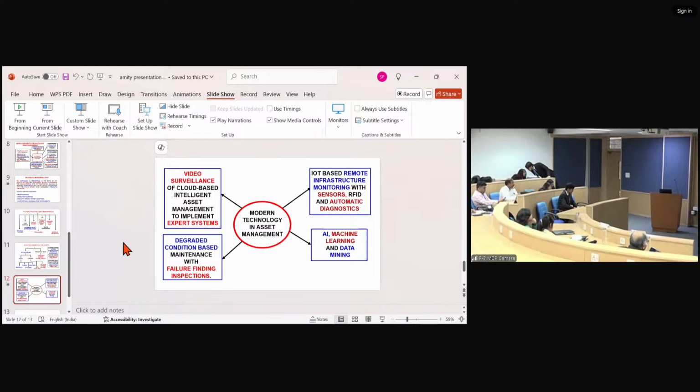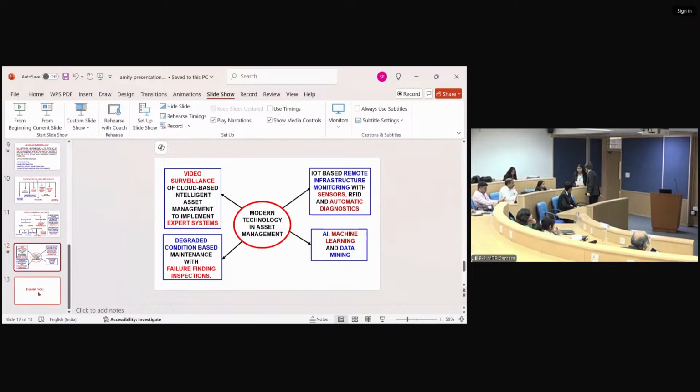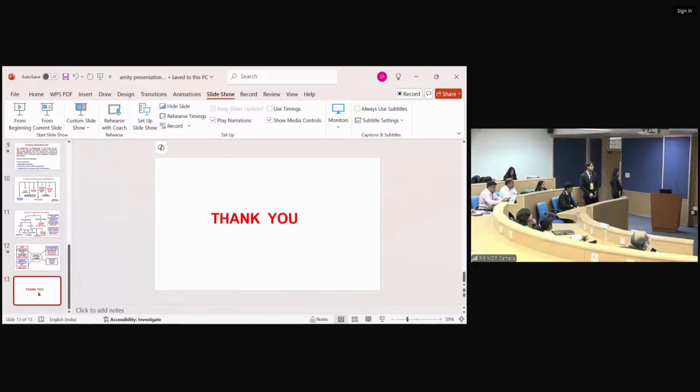And finally, we can use modern technology like video surveillance with expert systems, degraded condition-based monitoring, IoT-based remote infrastructure monitoring, AI, machine learning, and data mining. And I have used all these techniques. So I'm confident that it will work.